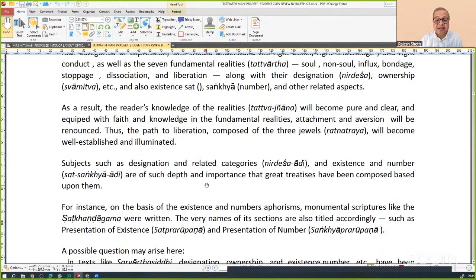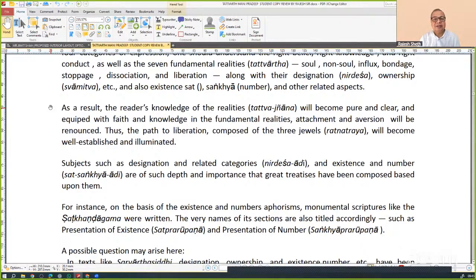So it's so easy to get liberated. It's so difficult to get into that cycle of transmigration again. So it's like that. As a result, the reader's knowledge of the realities will become pure and clear. As you read more, it becomes more pure and has more clarity, and equipped with faith and knowledge in the fundamental realities. Now, the evolution of faith is very important.